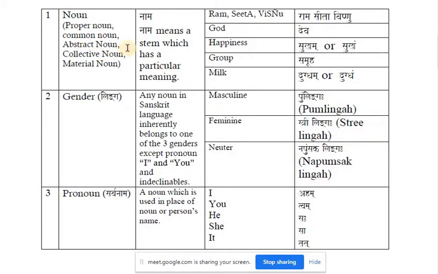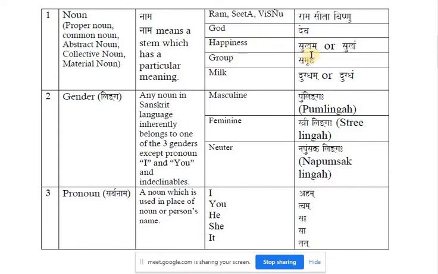Nouns, as I said, include proper noun, common noun, abstract noun, like this. In Sanskrit it is called nama. Nama means a stem which has a particular meaning. That is called a noun, like Rama, Sita, Vishnu. God is called Deva in Sanskrit.